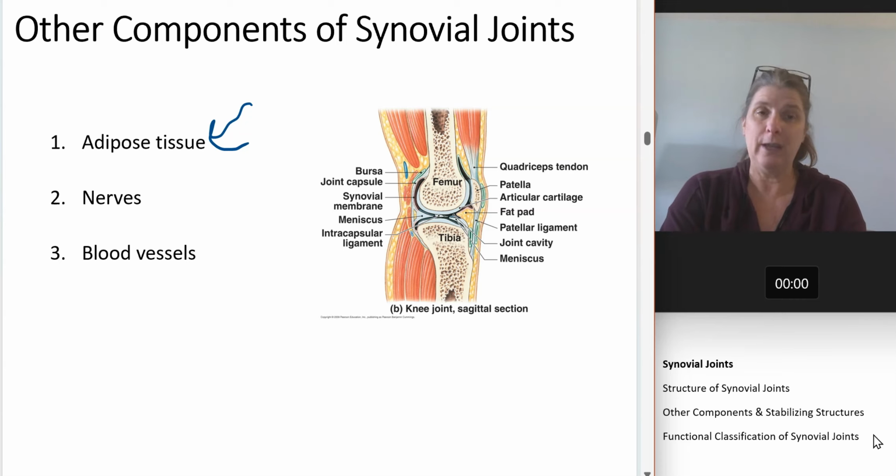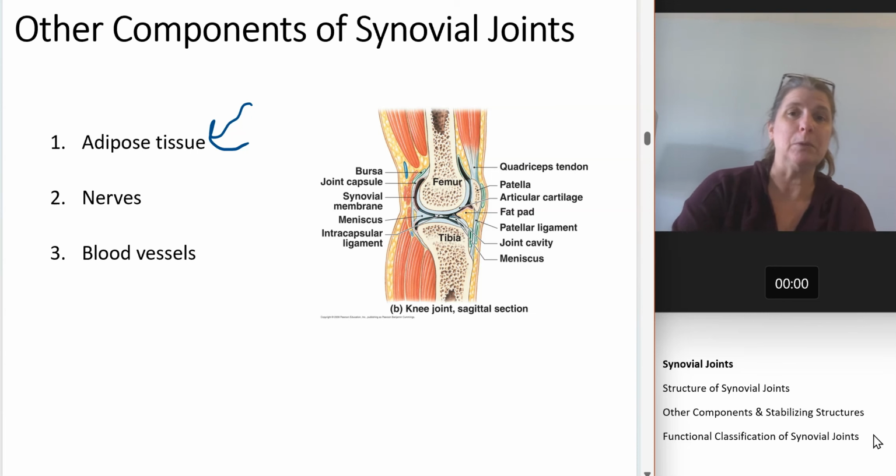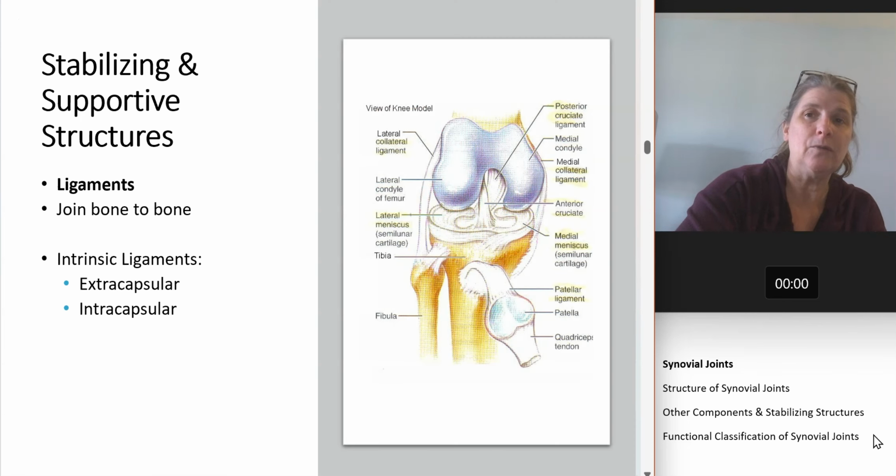There's nerves. Have you ever hurt a joint, right? Injured a joint, it hurts. So there's a nerve supply and there's a blood supply to all these synovial joints.